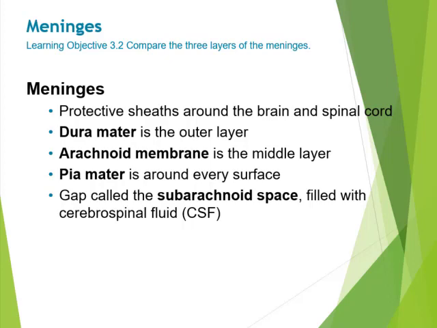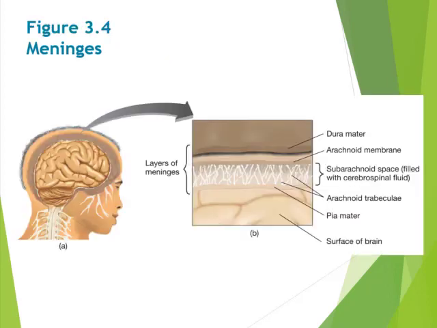Dura mater is the outer layer. Arachnoid membrane is what makes up the middle layer. And pia mater is the layer of meninges that's right along the surface of the brain. There's a gap between the meninges and the brain, and that is called the subarachnoid space, and it's filled with cerebrospinal fluid. So in the next picture, you can see this a little bit more easily.